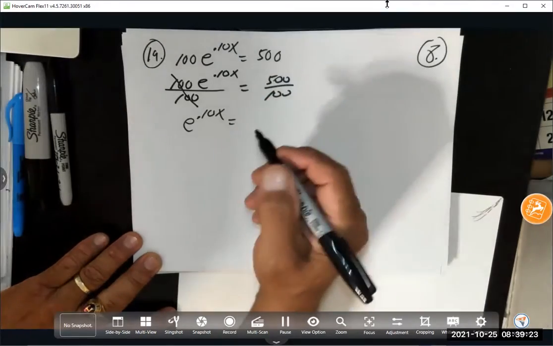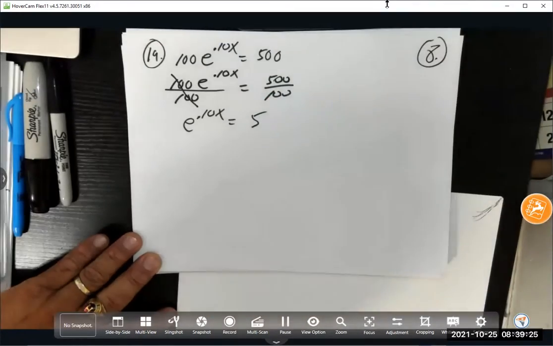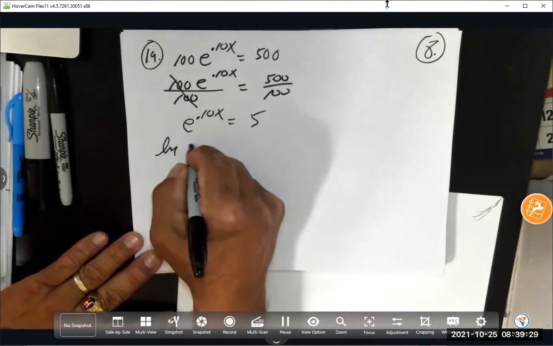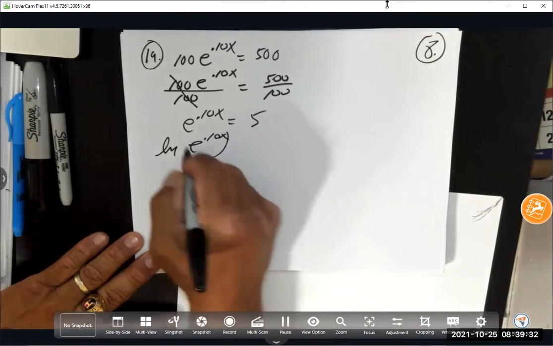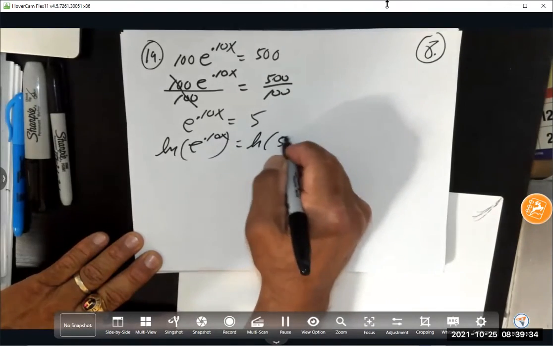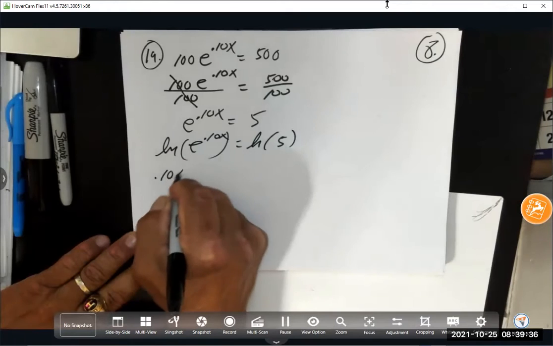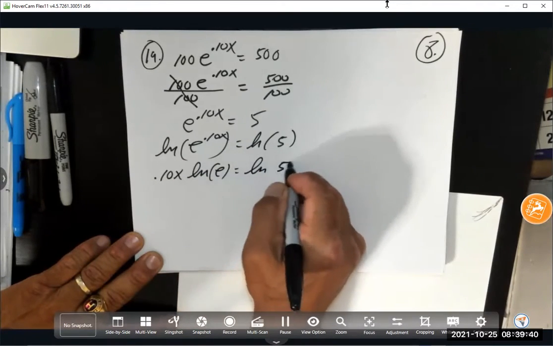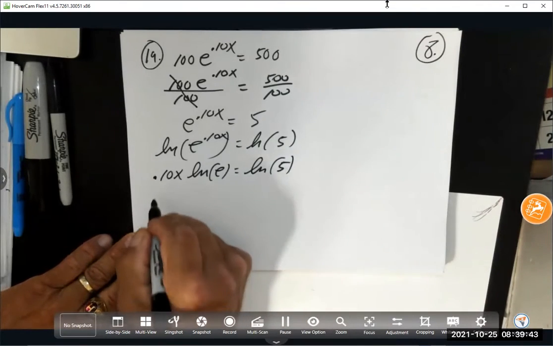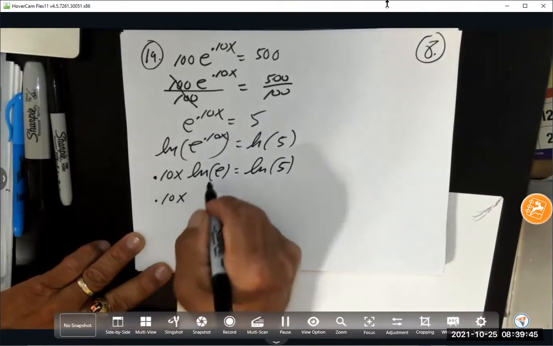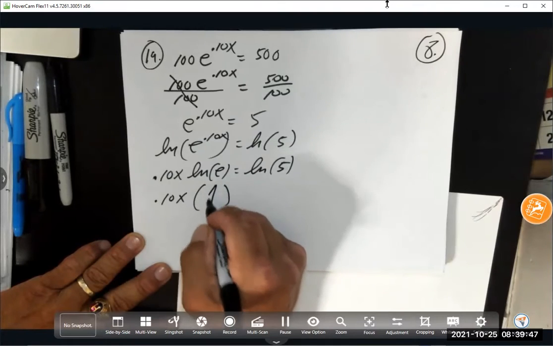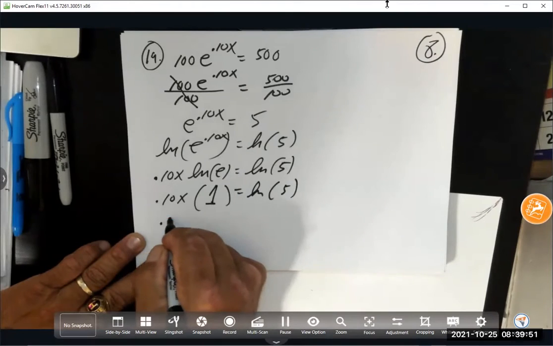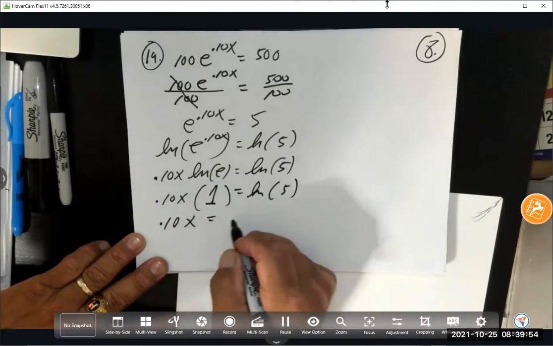Give me a number. 5. This is exactly 5, right? Yeah, no decimals, that's it. So now, same business, ln of this side and ln of this side. So now we have 0.10x, ln of e equals ln of 5. So now we have 0.10x, and I know what ln of e is. It's 1. So 0.10x equals ln of 5.